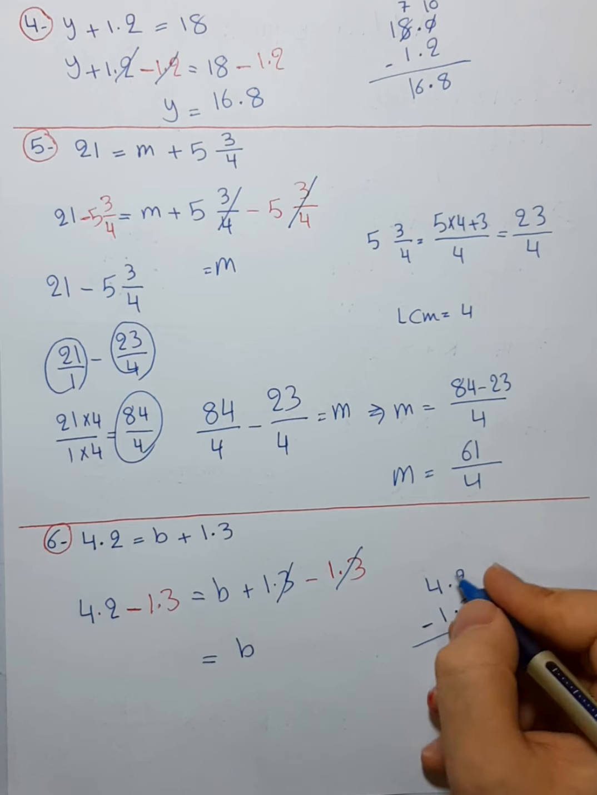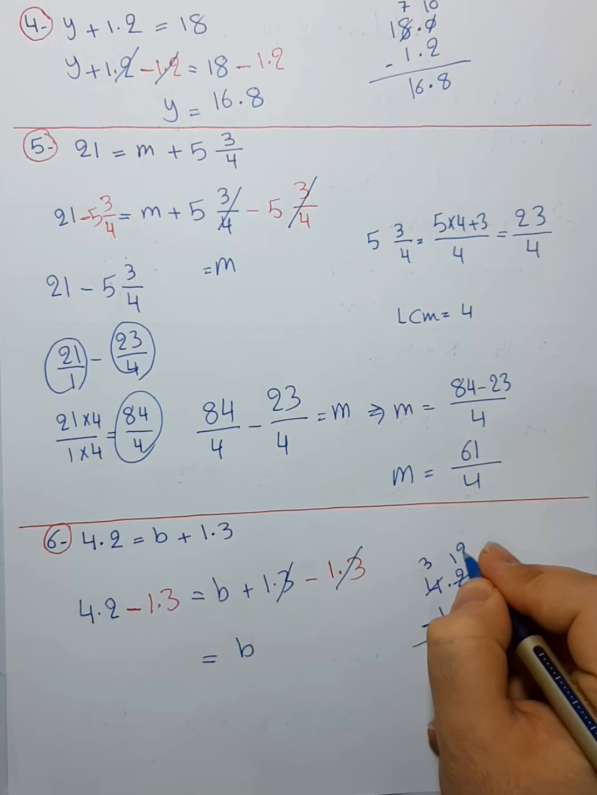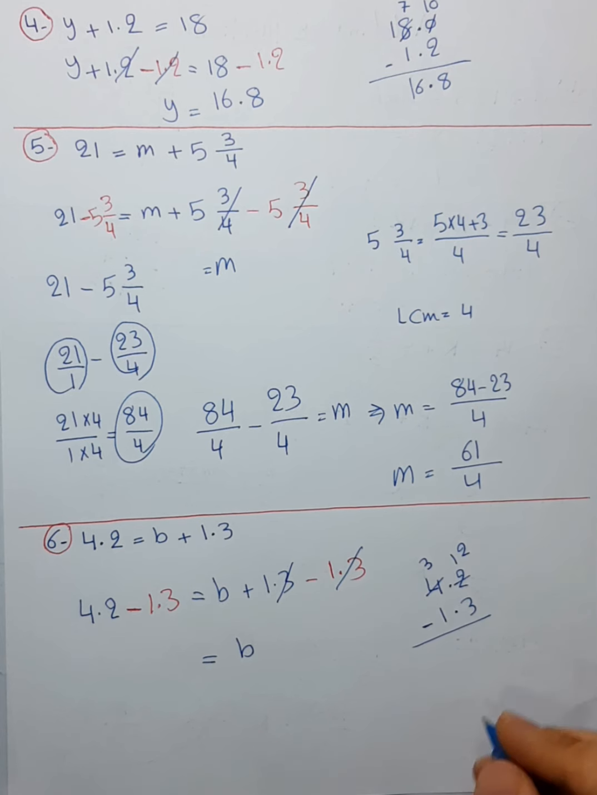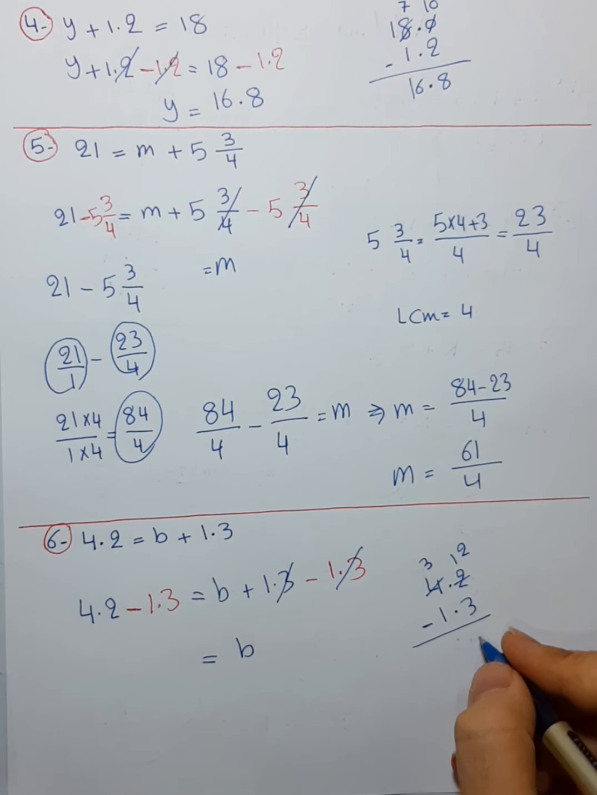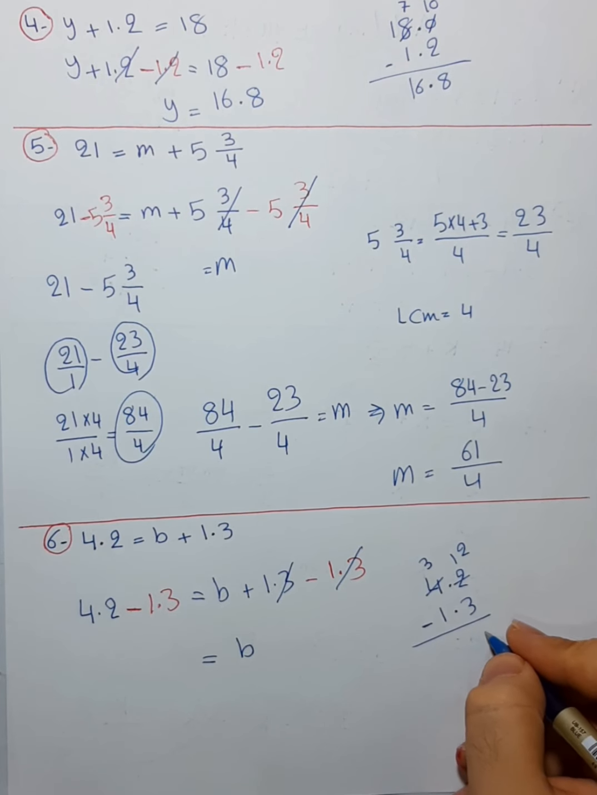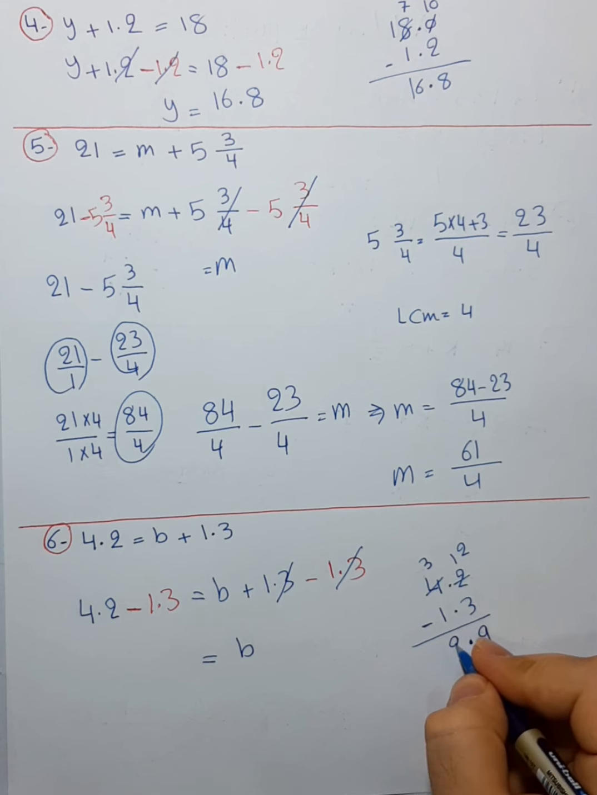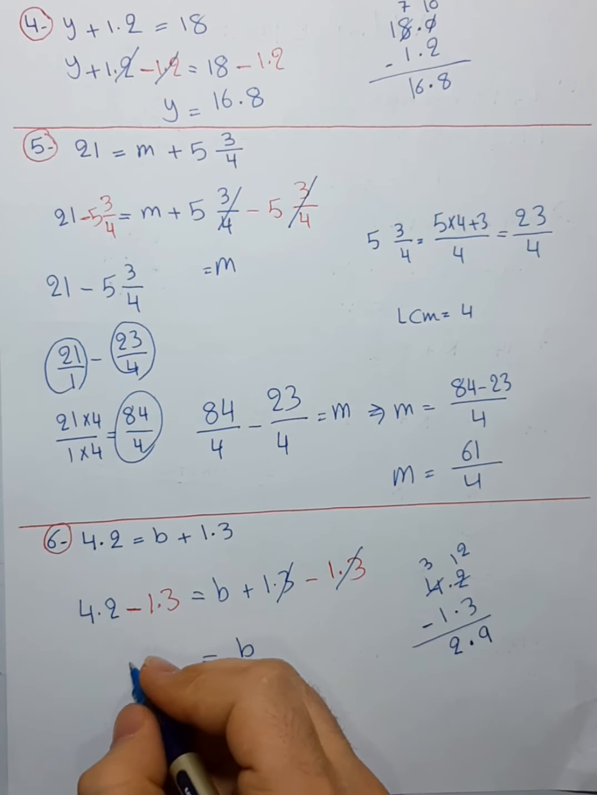2 minus 3 we can't. You have to break part. 4 becomes 3 and 2 becomes 12. 12 minus 3 equal to 9, and write the decimal point. 3 minus 1 equal to 2. So b equal to 2.9.